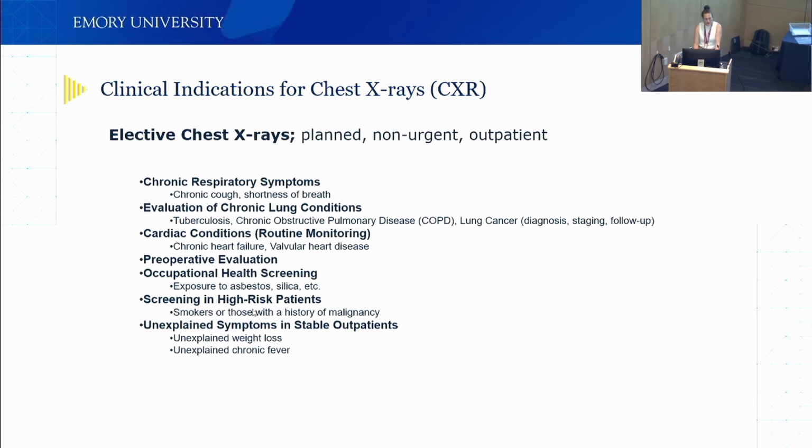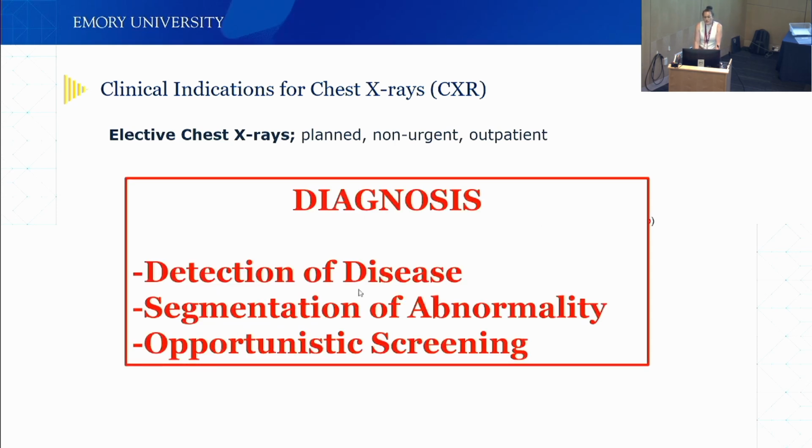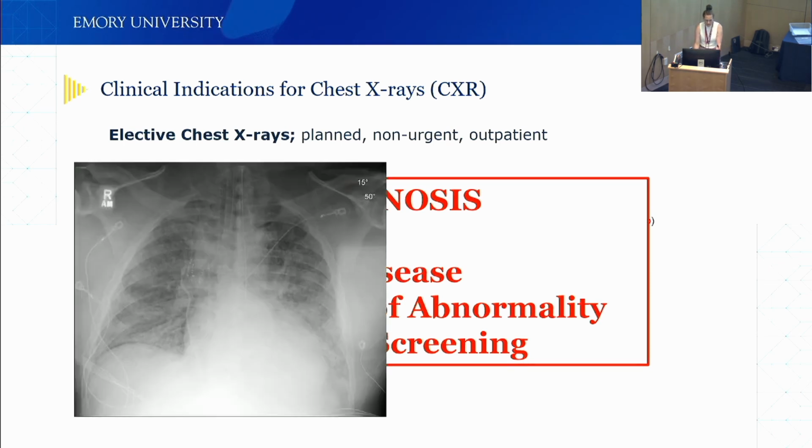We do some screening in high-risk patients. If you smoke with history of malignancy, we screen them sometimes with x-rays, and then for unexplained symptoms. Most of what we do is for diagnostic purposes, so we do a lot of detection of disease, segmentation or quantification of abnormalities, and then a part of it is opportunistic screening, where we do an x-ray and we can sometimes see if they are at risk for other diseases or we see other things.